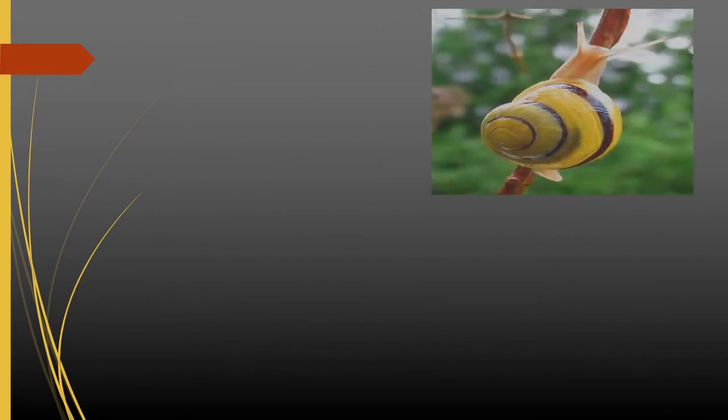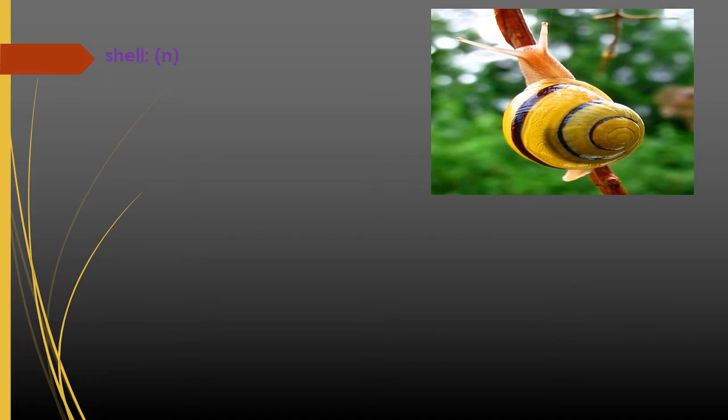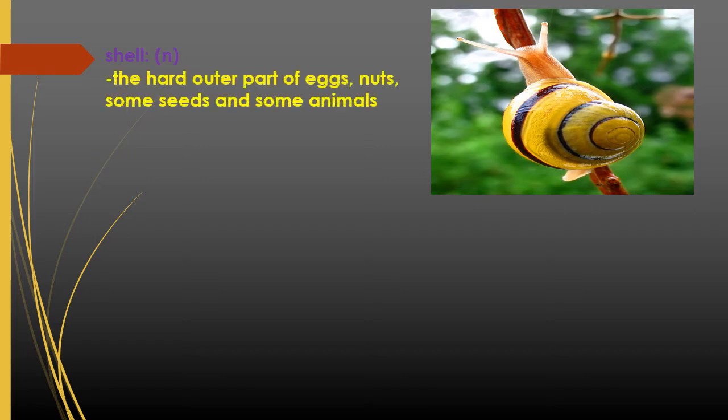The next word here is shell. Shell. It's a noun. Look here at this picture. The snail has got a shell. What do I mean by shell? The hard outer part of eggs, nuts, some seeds, and some animals. For example, the snail went back into its shell.